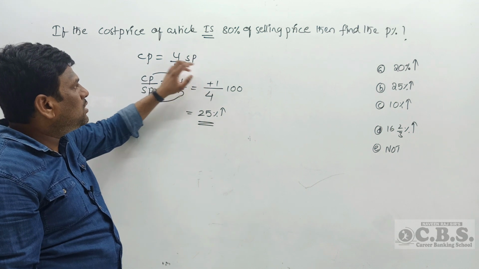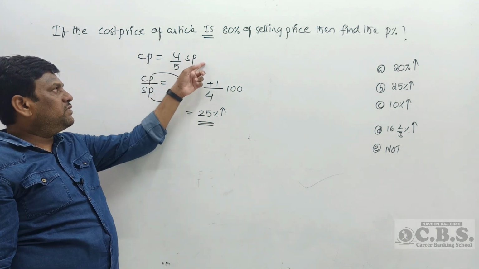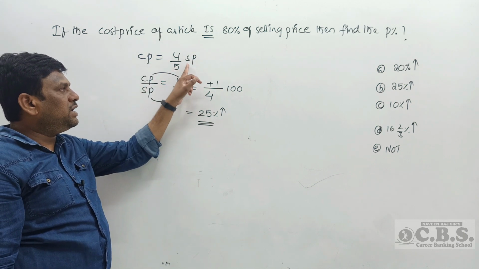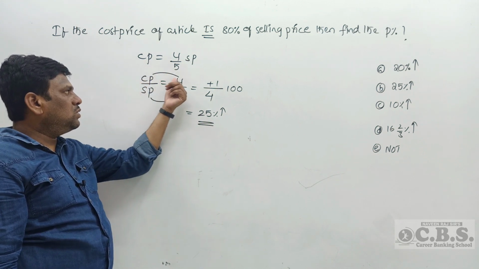I translate variable numbers into the left-hand side and numerical values into the right-hand side. Here the variable value is SP, and the CP I translate to the other side. Since it is multiplied, when shifting to the left-hand side you divide. So cost price by selling price is equal to 4 by 5.